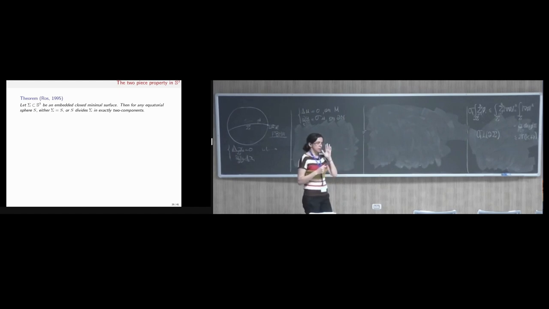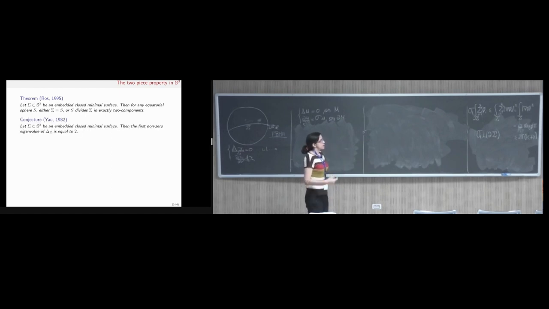Okay, remember these results provided by Hoss: if you have sigma in the sphere, this is the problem of a minimal surface in the sphere. You have sigma in the sphere being a closed minimal surface, then for any equatorial sphere, what do they prove? They prove that sigma is equal to this equatorial sphere, or sigma divided by the sphere has exactly two components. These are the results. Let's move on.